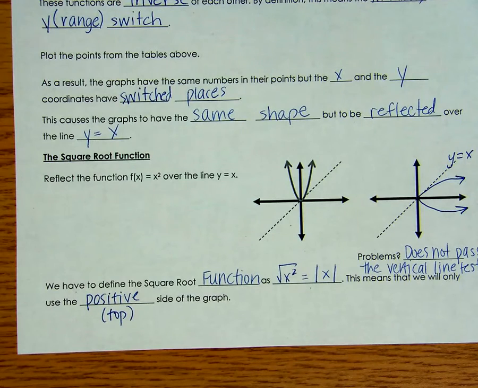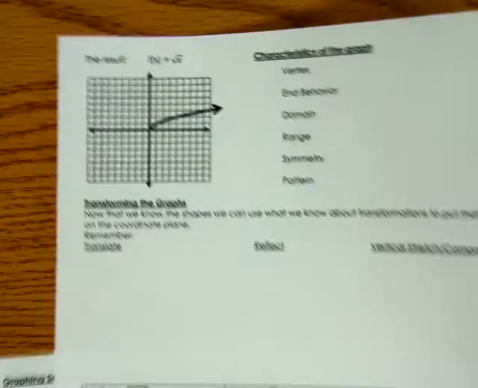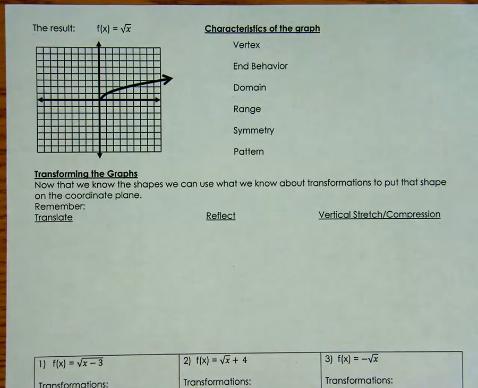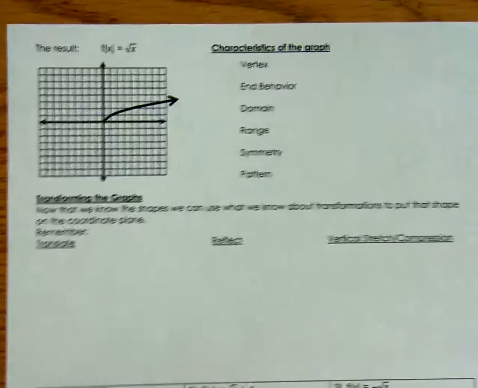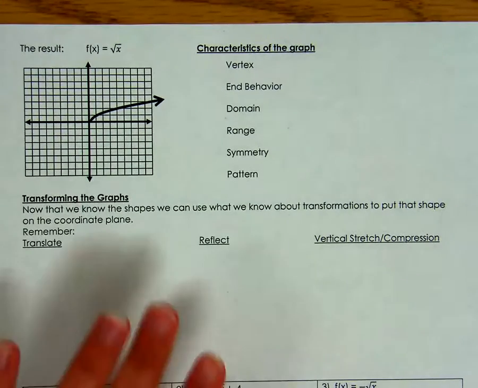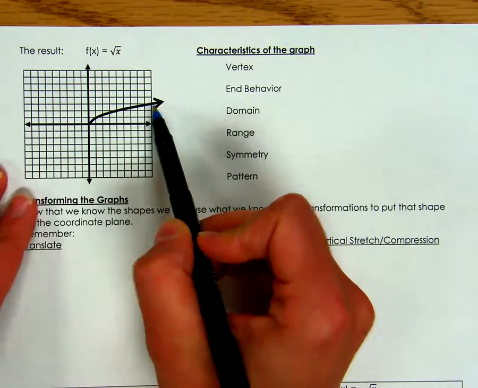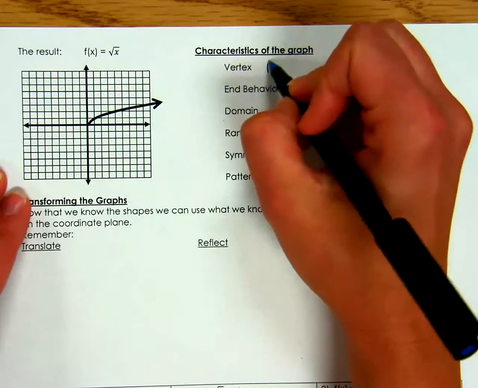We're going to move on to page 7. We want to make sure that we have some key characteristics of the graph established. The vertex of our basic f of x equals the square root of x function is at 0, 0.